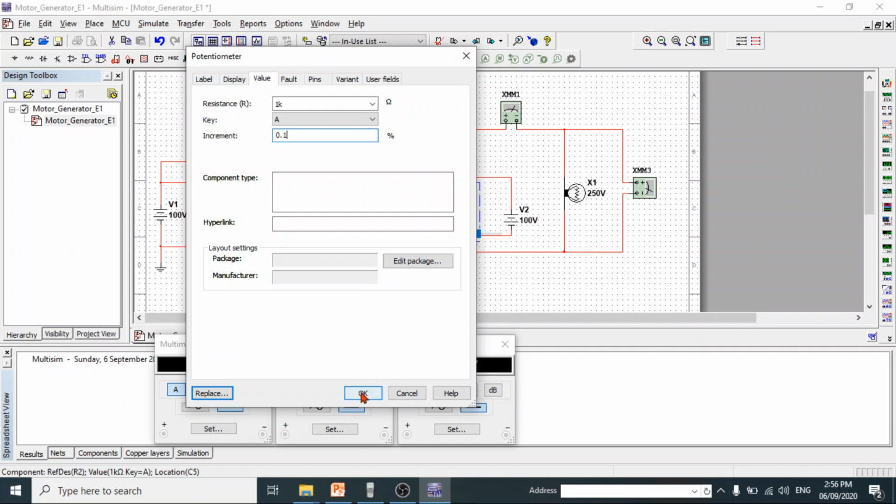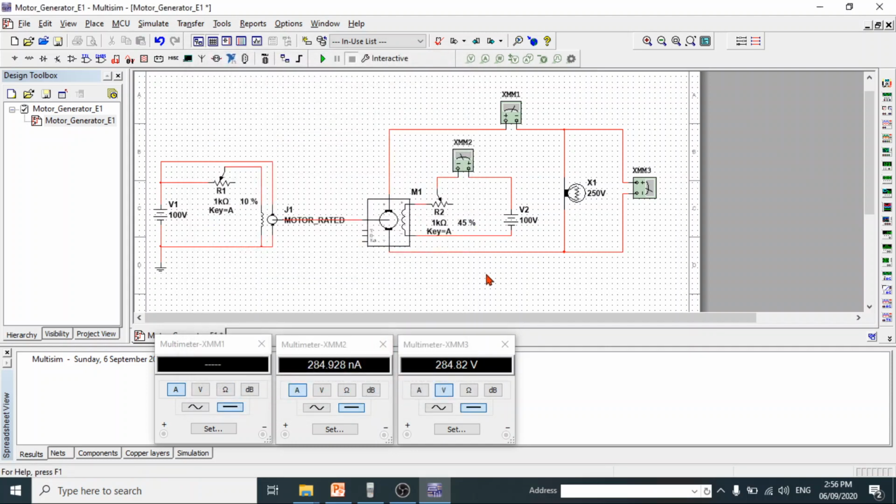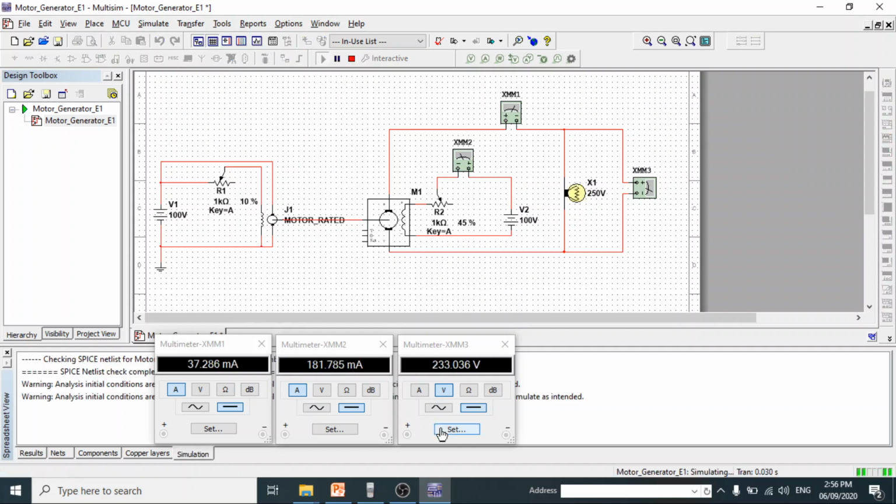Okay, so click OK, and then we are good to go with the simulation process. So click the run button, or press F5 on your computer. Once you click this, you will have the current readings taken by the meters, the ammeters, and the terminal voltage of the generator.